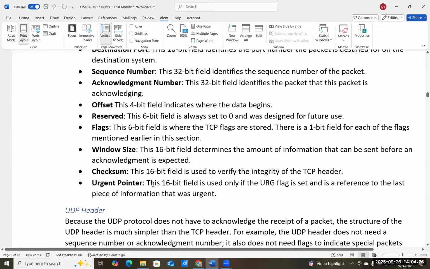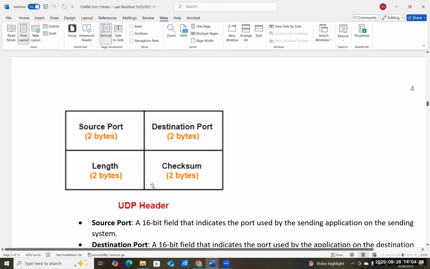Now compare that to your UDP header, which is much smaller, because it doesn't really require a lot of the acknowledgements and the flags that you see. It's just where it's sending from, where it's going to, how big, and then the checksum part to make sure that the entirety is there. So you would see the difference in the two, in that UDP doesn't have to have a lot of the confirmation, so the header is a lot more simple.